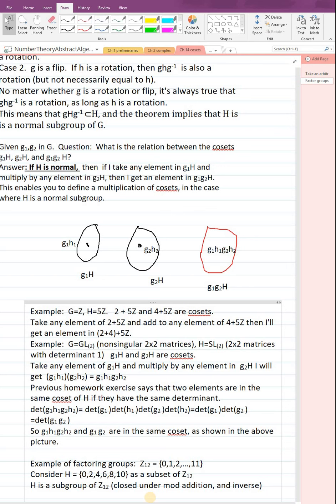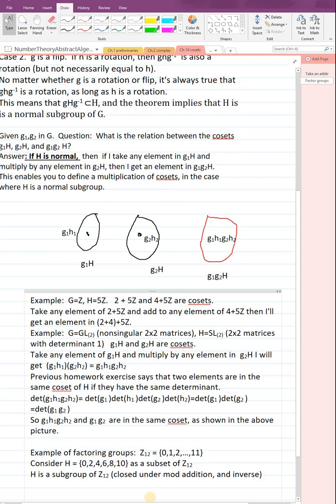Now, is it normal? The answer is yes. There are two ways you can get it's normal. Any abelian subgroup is normal. And the other way is to look at the index of H. What's the index? The number of cosets.